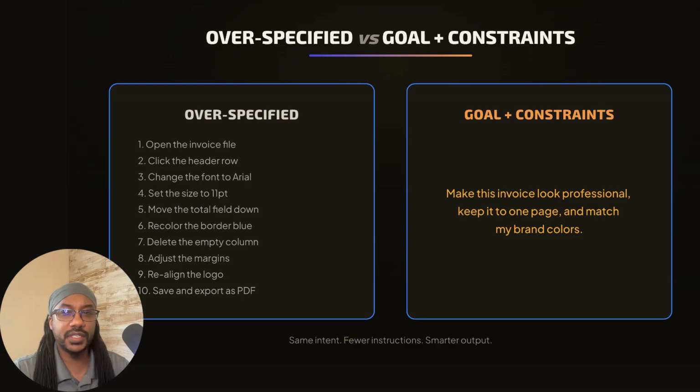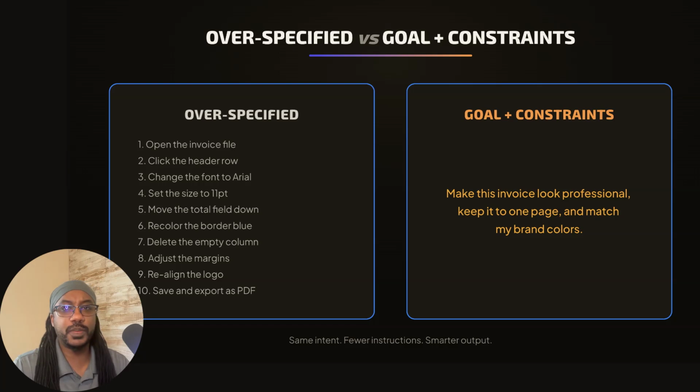Instead of scripting the process, describe the outcomes and limits. If you're fixing a problem in an invoicing template, don't say first change the header, then change the font, then move on to the total field. Say something like, this invoice template looks unprofessional to clients. Fix that. Keep it to 1 page and match my brand's colors. Same intent, completely different results. Now Claude is solving an actual problem instead of executing your guess at a solution.